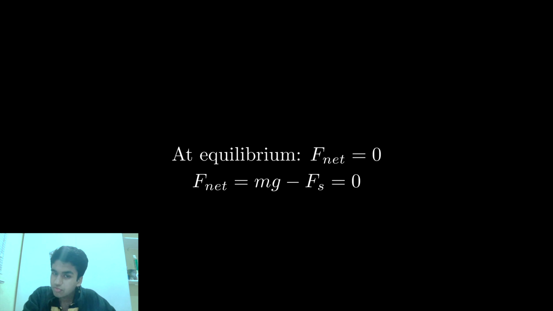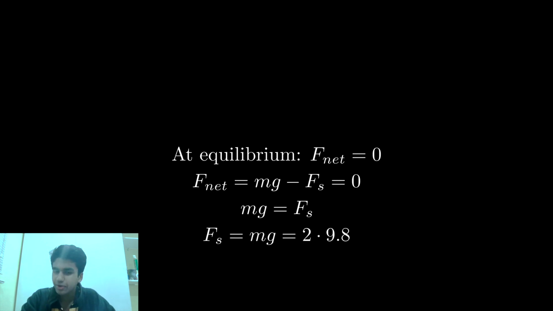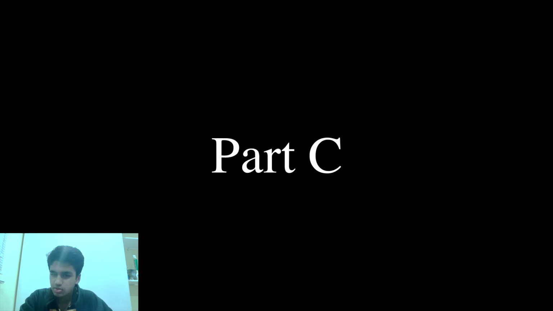Now part B wants us to find the force on the spring when the block reaches the equilibrium point. What's the force in the spring? So at the equilibrium point, the net force is 0. And this means that the gravitational force is balanced out by the spring force. So spring force equals mg. We already know the mass, and the gravitational field is 9.8. So that means the spring force is 19.6 newtons because you simply multiply both to each other.